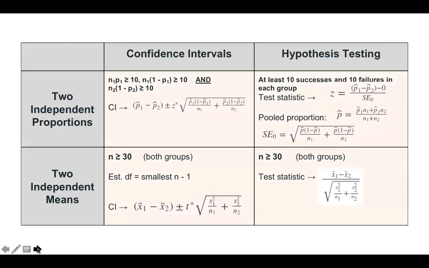Okay, so I did the same thing that I did at the end of lesson 8. I consolidated the formulas for confidence intervals and hypothesis testing for two independent proportions and two independent means into this chart. Hopefully that makes it a little easier to understand what's going on for each.